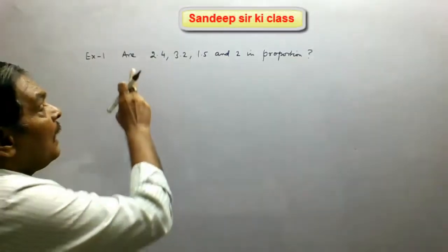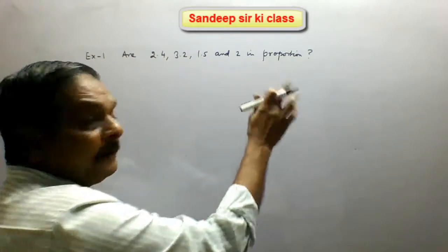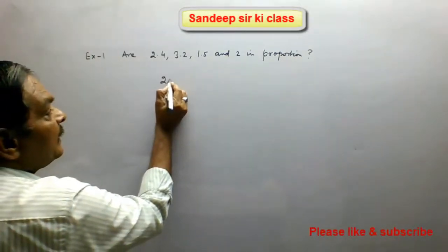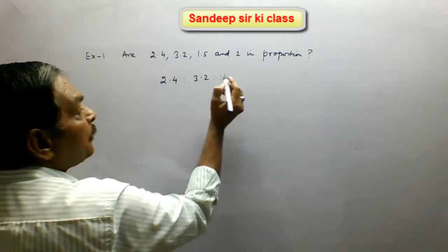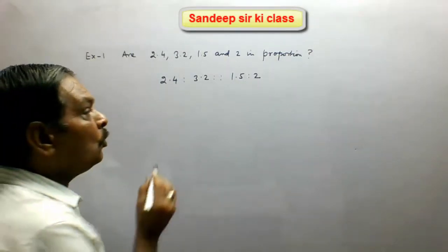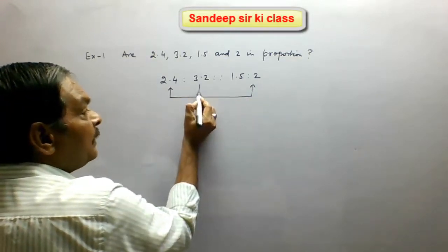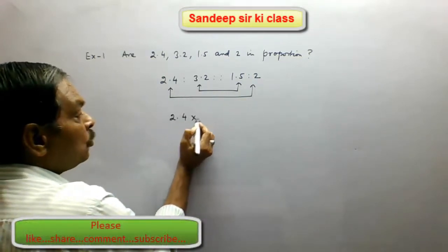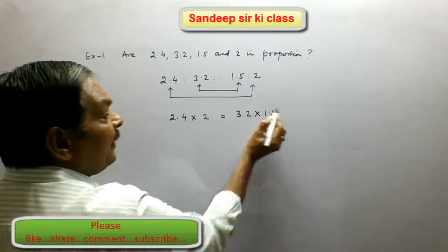Example 1: are 2.4, 3.2, 1.5 and 2 in proportion? Now if four numbers are in proportion, that would mean that 2.4 ratio 3.2 will be in proportion 1.5 ratio 2. And we know that product of extremes will be equal to product of means. Means 2.4 into 2 should be equal to 3.2 into 1.5.